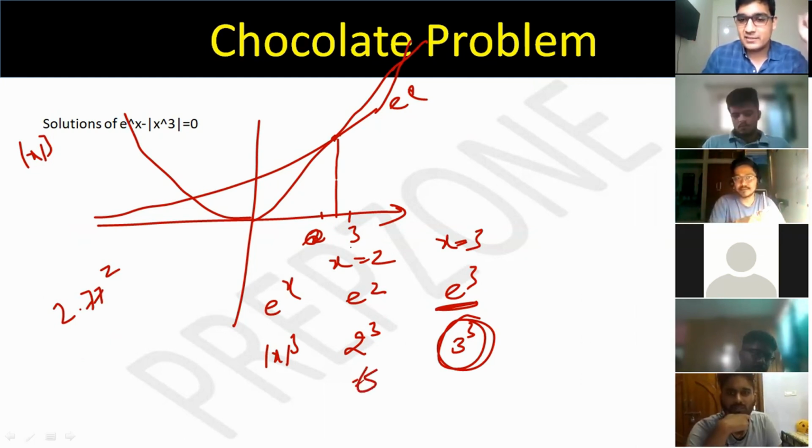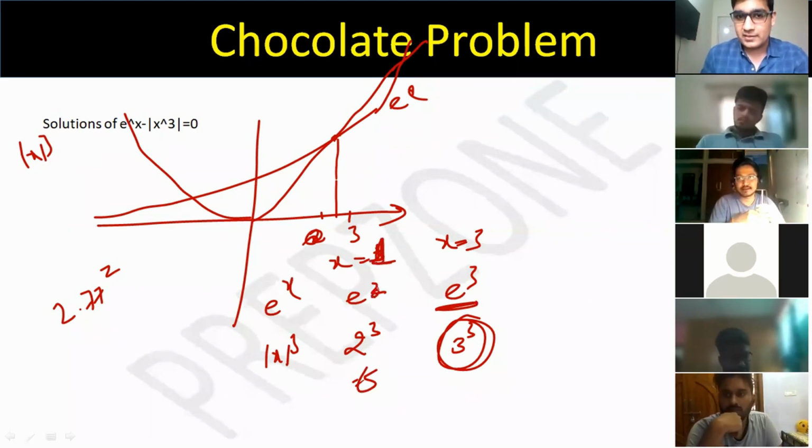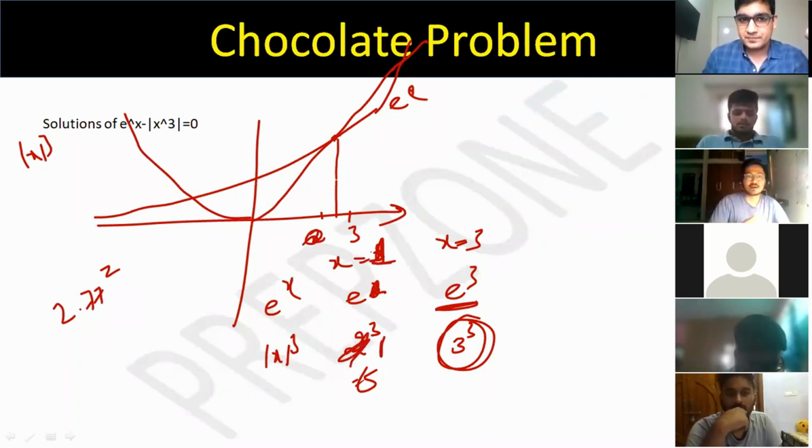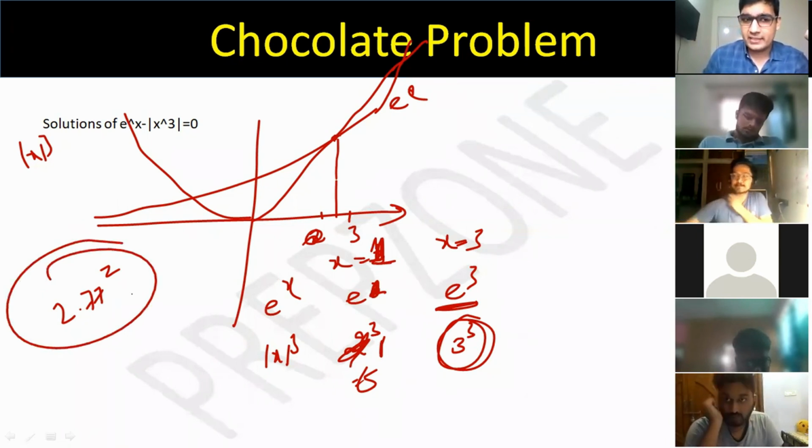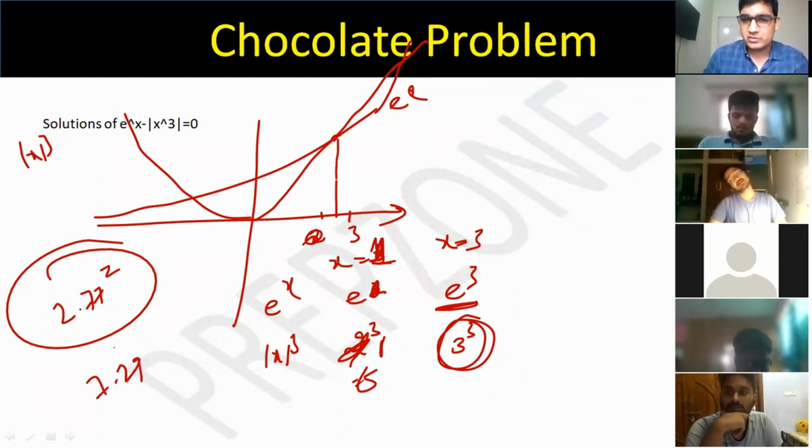See, we did not have to get into all of it. You could have taken x equals to 1. This would have been e, and then this would have been 1, right? So e was above 1. So I know for a fact that between 1 and 3, there has to be one root. You can check the value at 2 by computing 2.77 square, not a big deal. 2.7 square is nothing but 729, so 7.29 is 2.7 square.